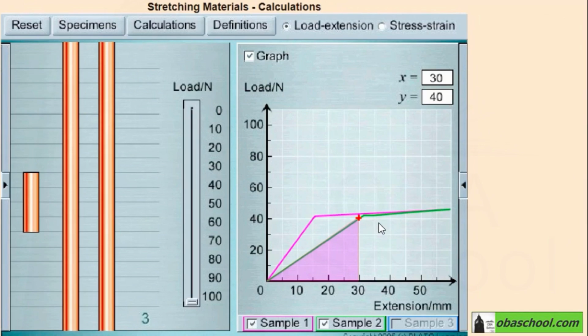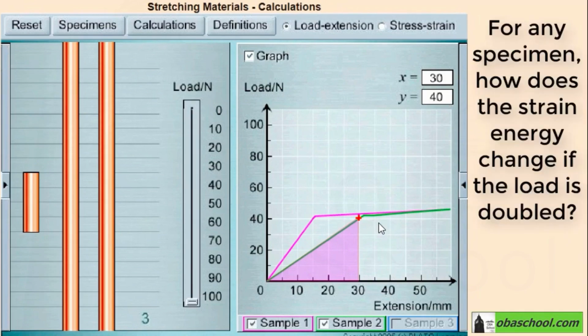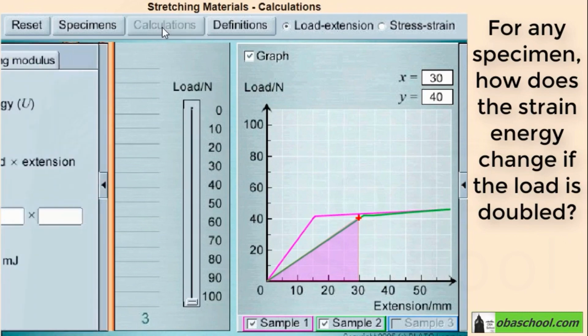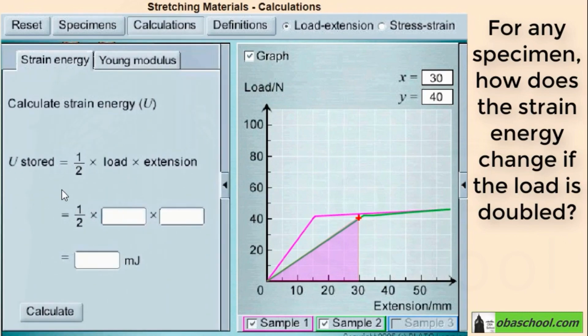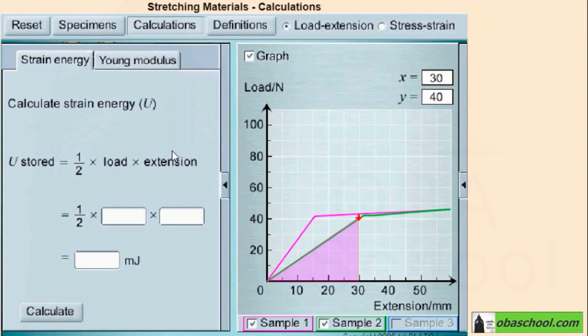The last question is, for any specimen, how does the strain energy change if the load is doubled? Well, doubling the load also doubles the extension, so the strain energy increases by a factor of 4, and thus the triangle under the graph has 4 times the area.